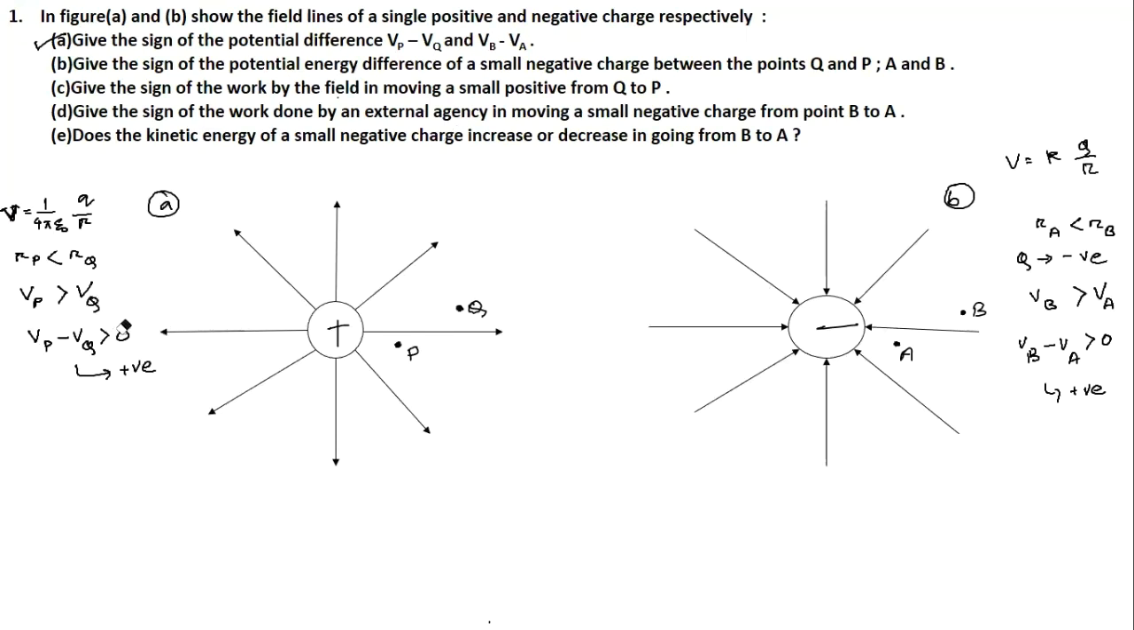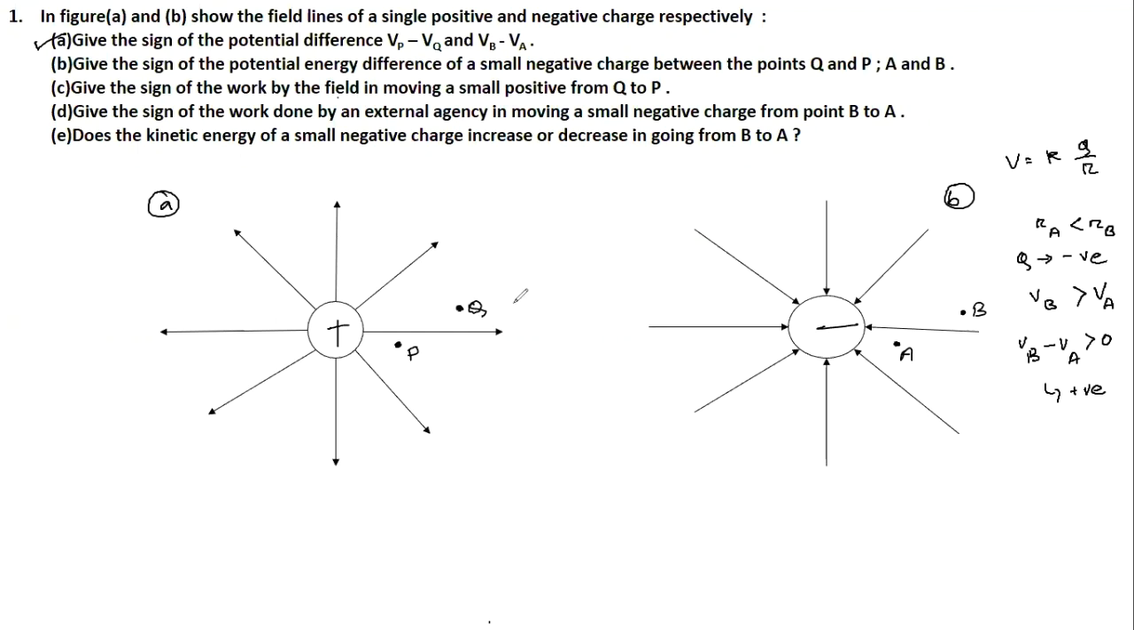Now, in the second question, it is asked to give the sign of the potential energy difference of a small negative charge between the points Q and P and A and B. So we will be finding out the potential energy difference. When we talk about potential energy, it is nothing but work done, right? That work done is going to provide us the potential energy value.